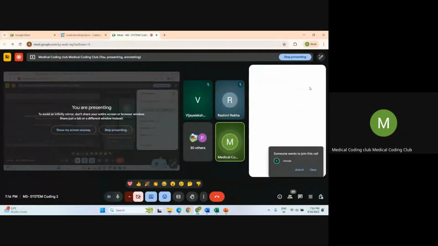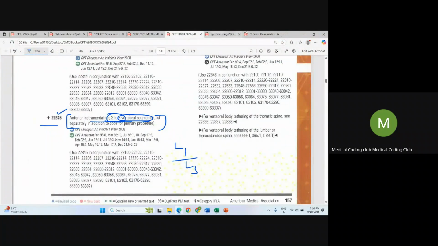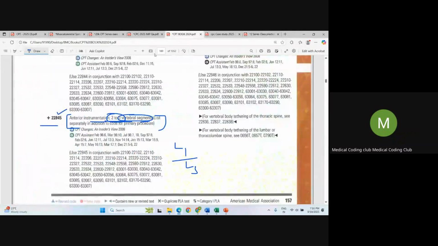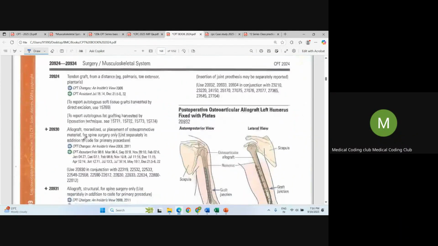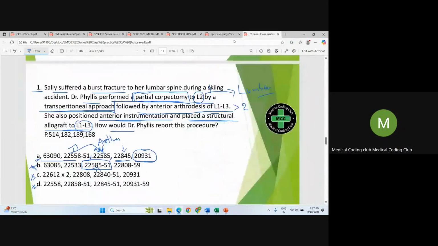So the last thing is, we have bone graft. And what kind of grafting did they do? Structural allograft. Okay, so for structural allograft, the code is 20931. So you can see 20930 is allograft morselized, 20931 allograft structural. So you can select 20931. Okay, so the first question answer A is correct.